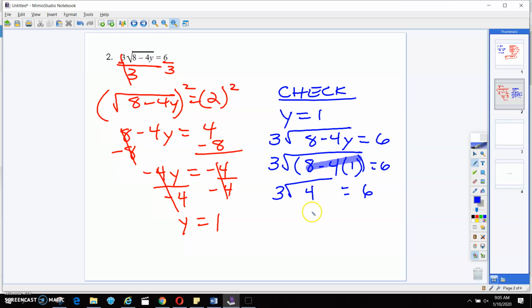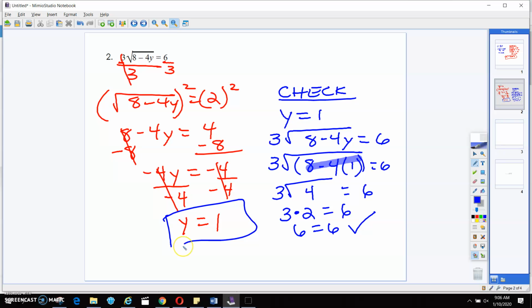Square root of 4 is 2. So this will give me 3 times 2, which we know is going to equal 6, right? And does 6 equal 6? Yes. So what is your final answer? y equals 1.